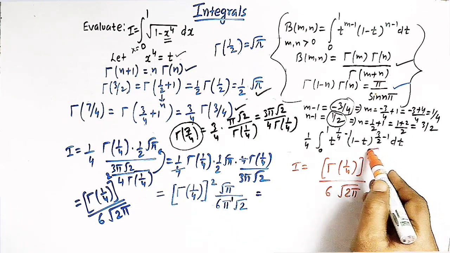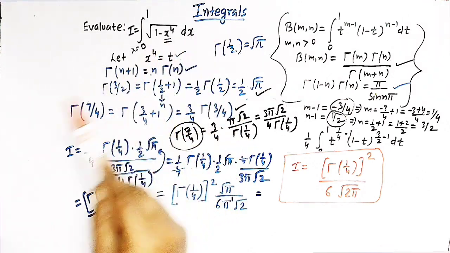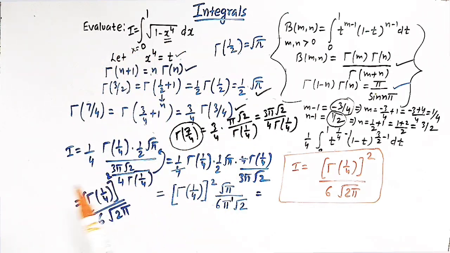So viewers, this is how by the application of beta and gamma functions, we can easily evaluate integrals of this kind. So the value of this integral I is gamma 1 by 4 square divided by 6 times square root of 2 pi.